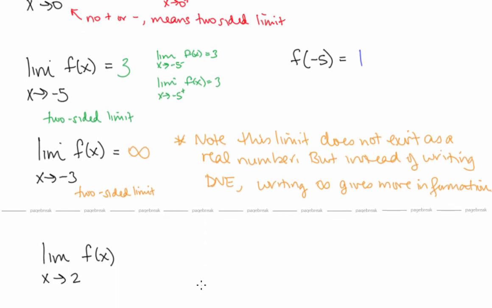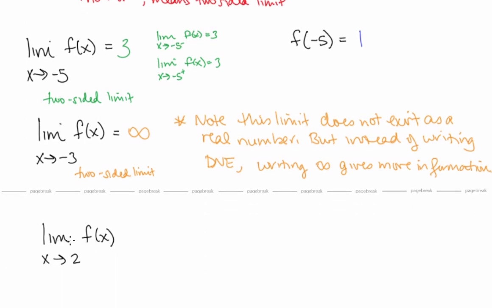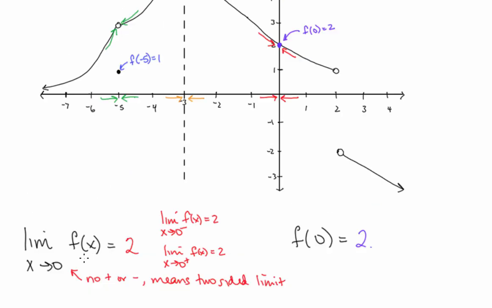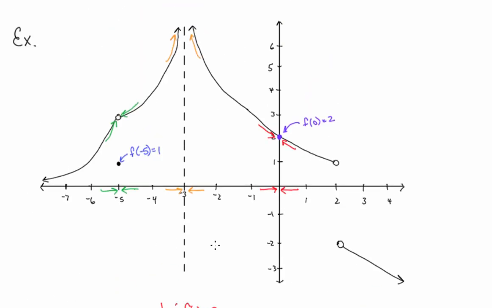Let's take a look at another here. Here we have the limit of f of x as x goes to 2. Again, it's asking for a two-sided limit here. But as x goes to 2, look what's happening. As x goes to 2 from the left, the function values are approaching 1. Limit as x goes to 2 from the left of f of x is equal to 1.